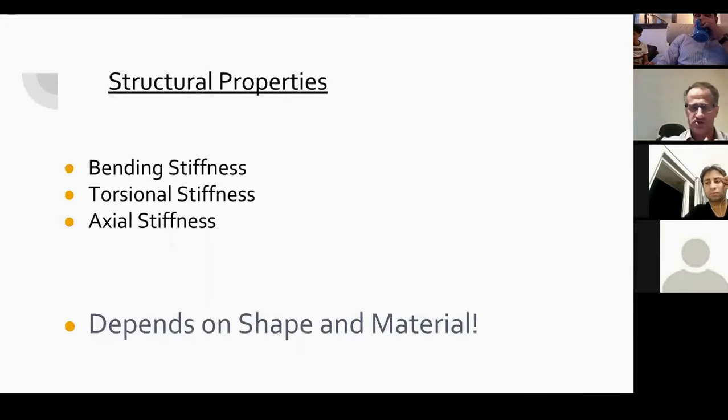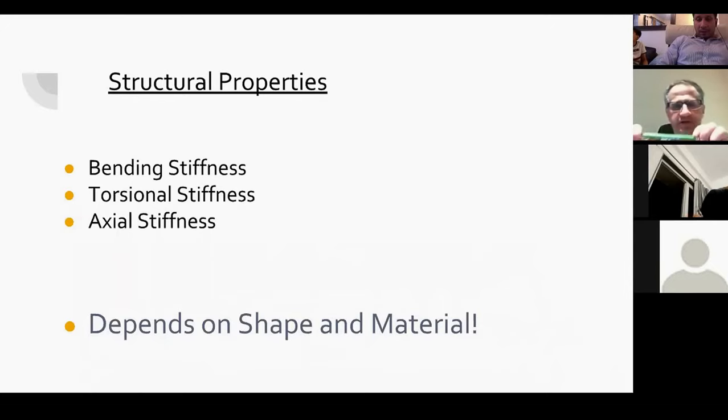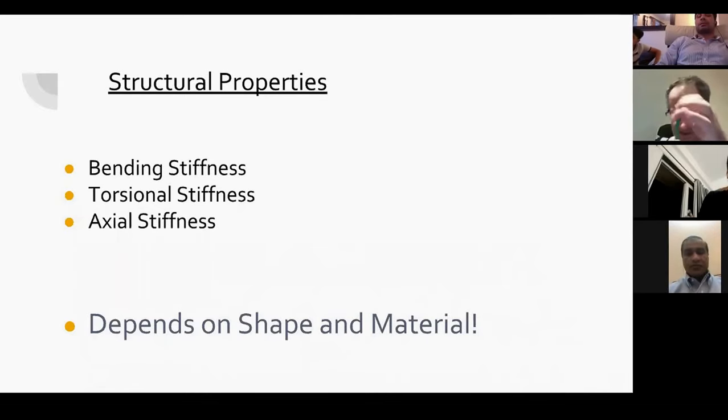So now we go on to structural properties. These include bending stiffness, torsional stiffness, and axial stiffness. Bending stiffness is pretty straightforward. By the way, this is all dependent on the shape of the material, okay? Bending stiffness is essentially if you take any length of any material and you put pressure on the length and bend against it, that's your bending stiffness. Torsional stiffness is twisting of that same material, and axial stiffness is weight bearing on the length of that material.